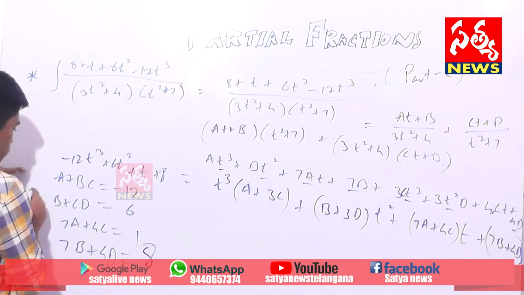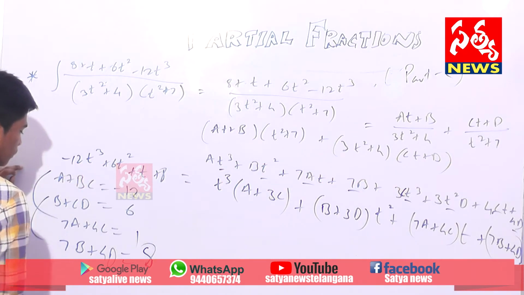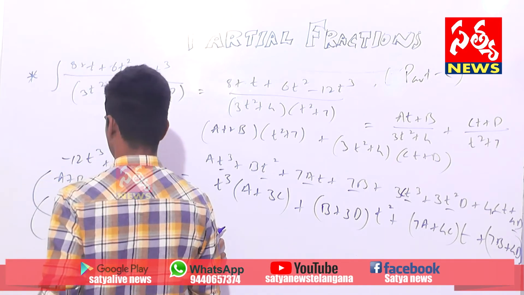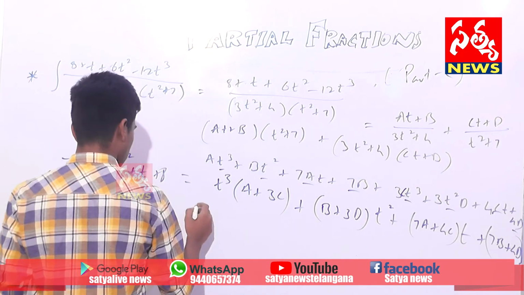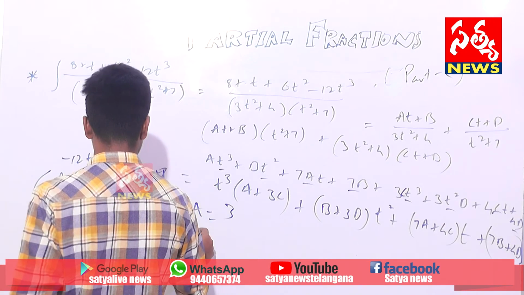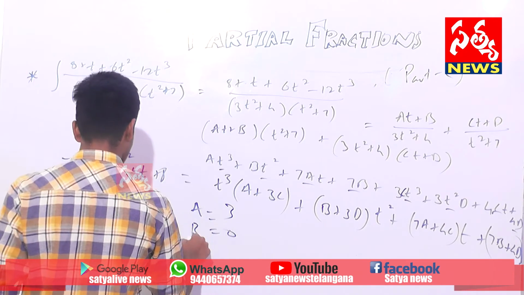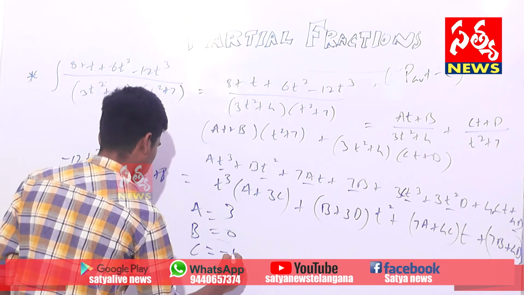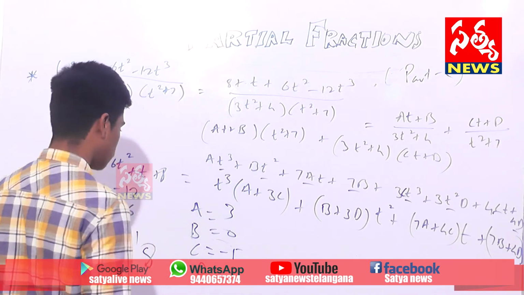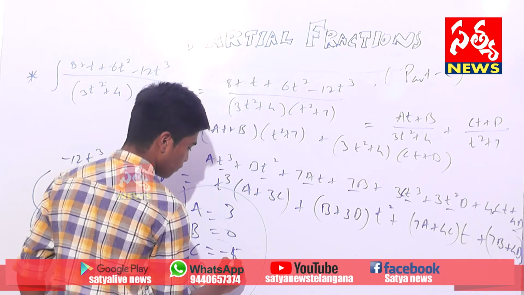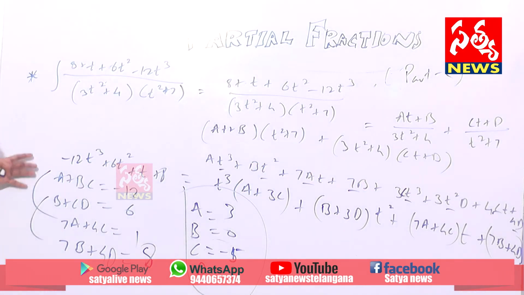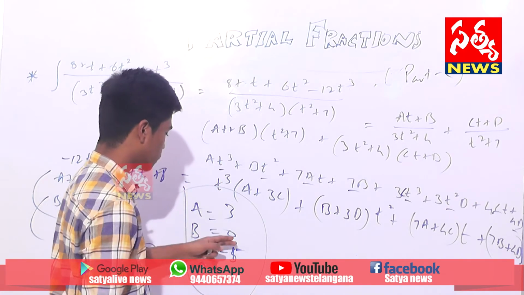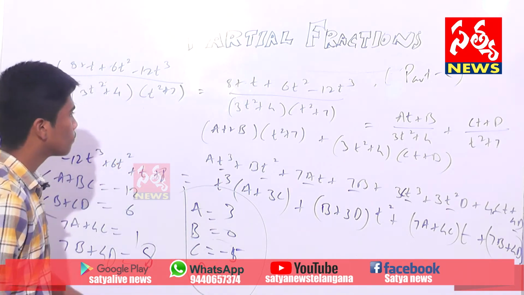Yeah, it's right. And now solve these equations. After that we get the answer. We get the answers as a is equal to 3, b is equal to 0, c is equal to minus 5 and d is equal to 2. These are the values we will obtain after solving these 4 equations. Okay, a is 3, b is 0, c is minus 5 and d is 2.